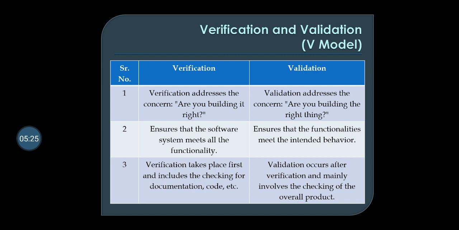For example, your enrollment number must be of, for example, 10 digits, and your software accepts below 10 and more than 10, that means validation is not properly done. Next, verification ensures that the software system meets all the functionalities. And validation ensures that functionality meets the intent, means the software should be as per requirement.